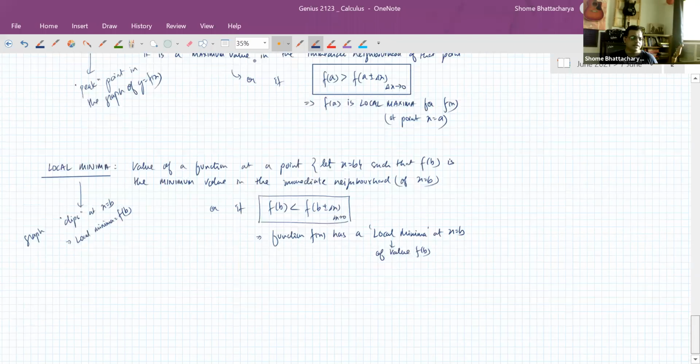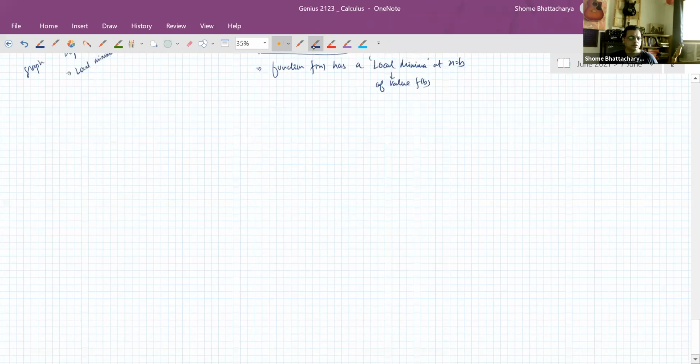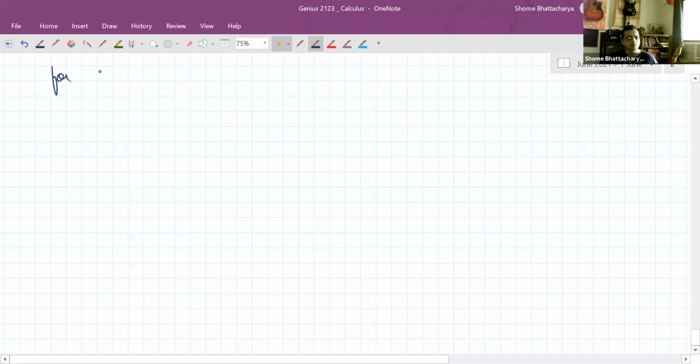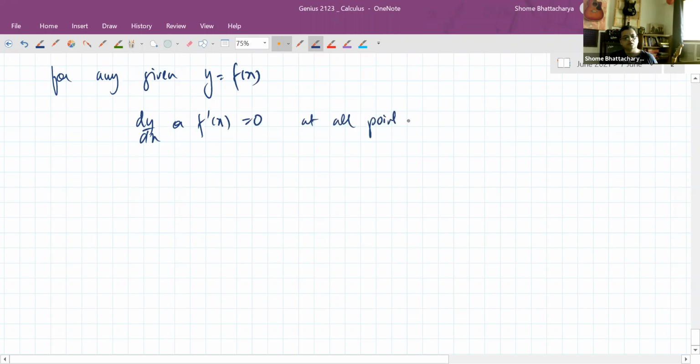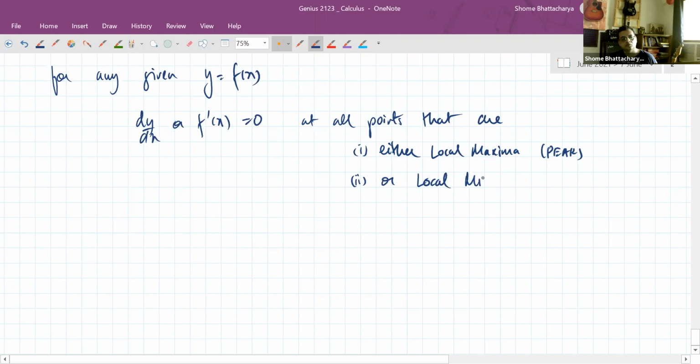Okay, so definition of local maxima and minima is clear, I hope. Now, for any given function, dy by dx or f prime x equals to 0 at all points that are either a local maxima, or like a peak kind of point, or a local minima, that is a dip point.